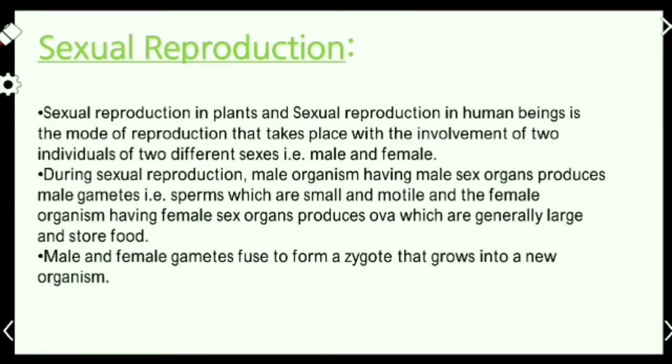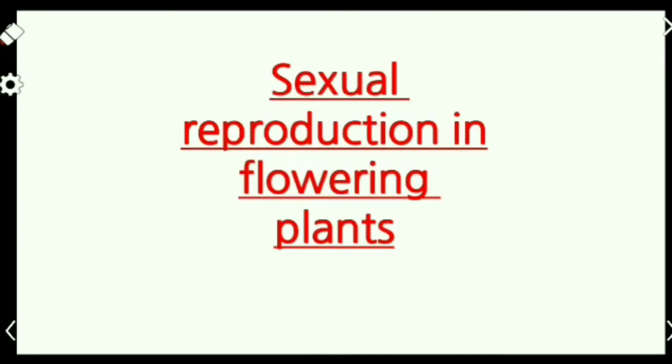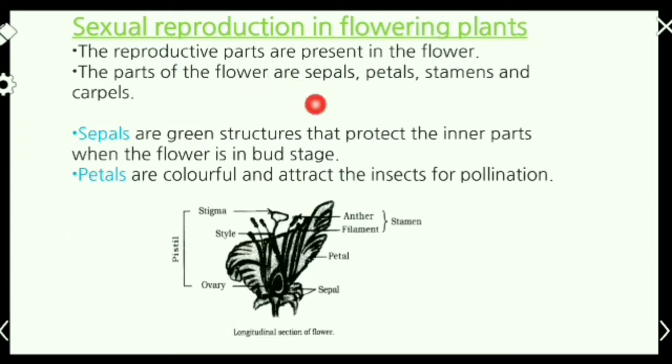I am not discussing sexual reproduction in plants here, as this will be taken up in detail in the following slides. Now let's move on in detail to sexual reproduction in flowering plants. The reproductive parts are present in the flower. The parts of the flower include sepals, petals, stamen, and the carpel. A collection of carpels is termed a pistil.